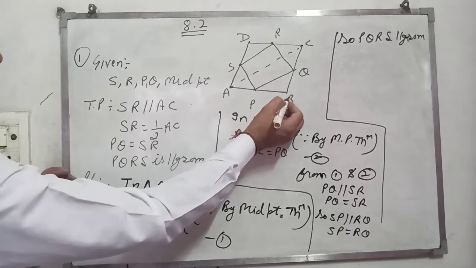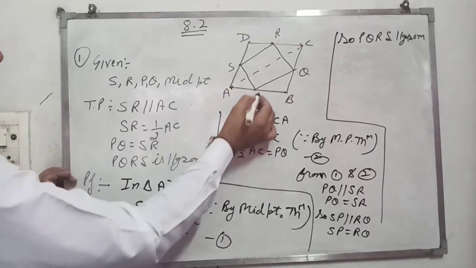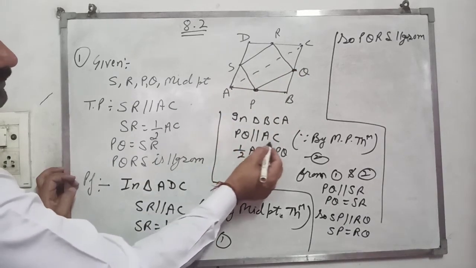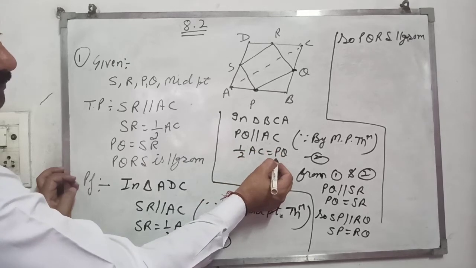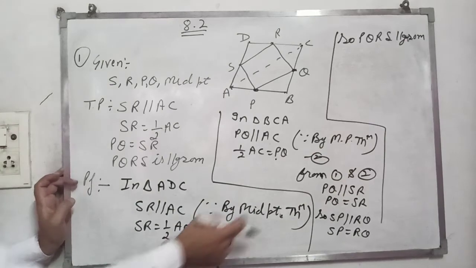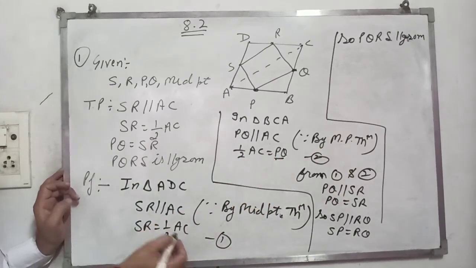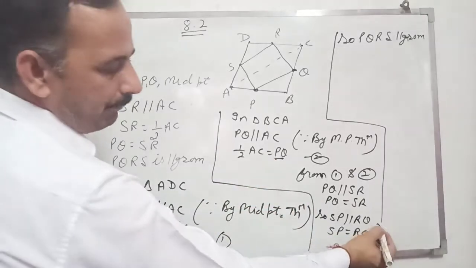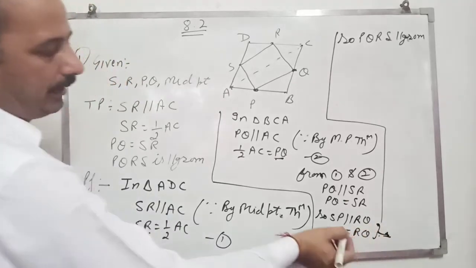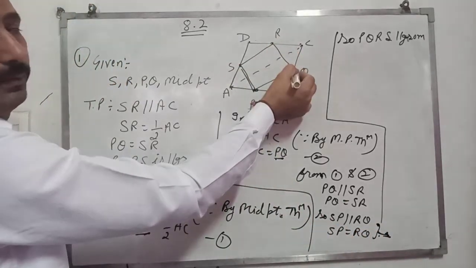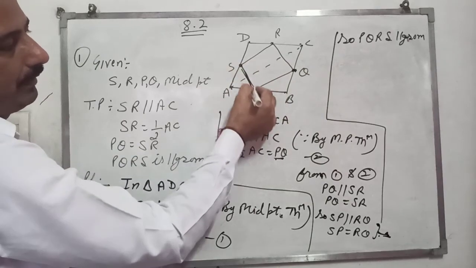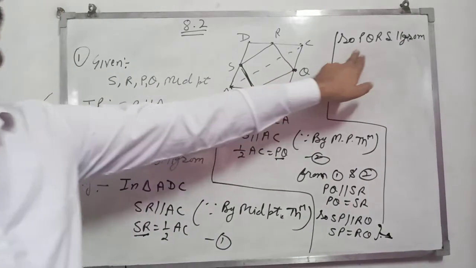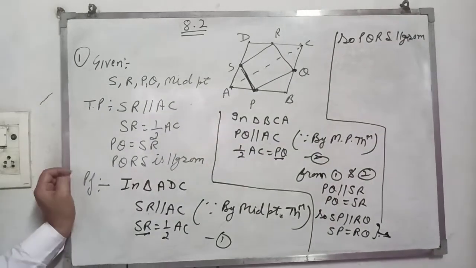Now we use the other triangle, that is BCA. There P and Q are the midpoints. So PQ is parallel to AC and half of AC is equal to PQ, the same by the midpoint theorem. From 1 and 2, PQ is parallel to SR and PQ is also equal to SR. If one pair is equal and parallel, then the other pair, SP and RQ, are also parallel and equal. So if the opposite pair are parallel and equal, it becomes a parallelogram, right? So come to the next slide.